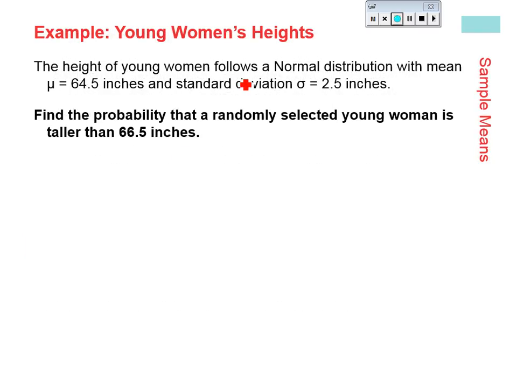So an example involving the normal condition with quantitative data and sampling distributions is this.